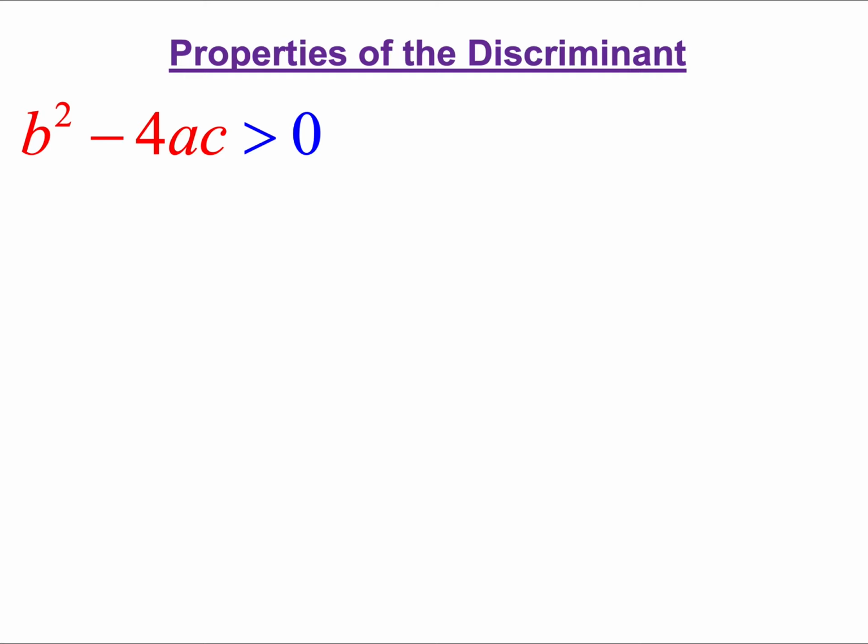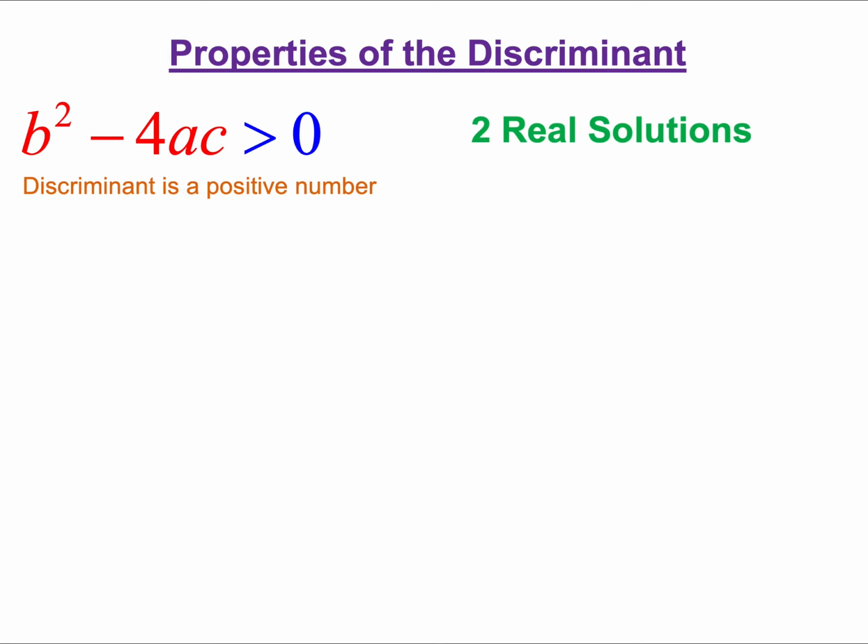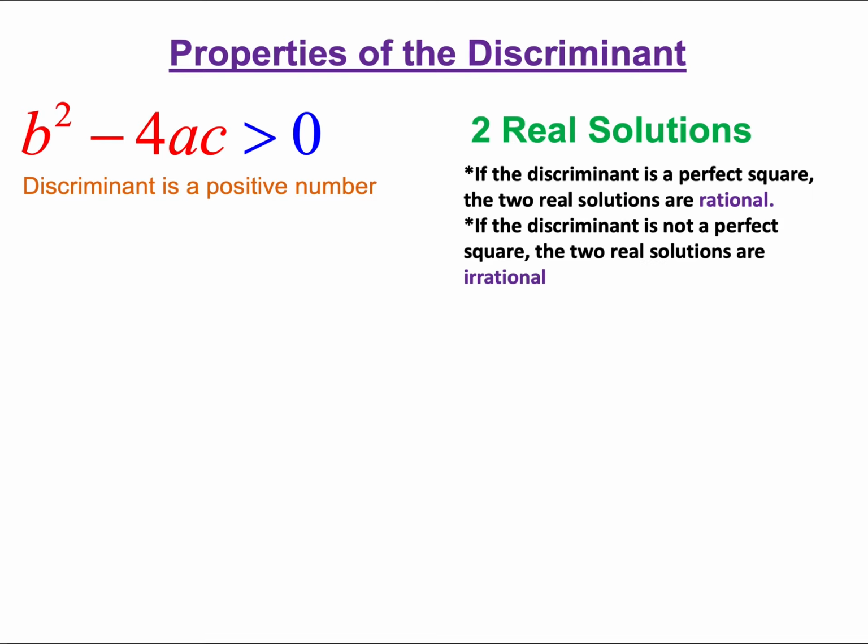If b squared minus 4ac is greater than 0, or the discriminant is a positive number, you will have 2 real solutions. If the discriminant is a perfect square, the 2 solutions are rational. If the discriminant is not a perfect square, the 2 real solutions are irrational.